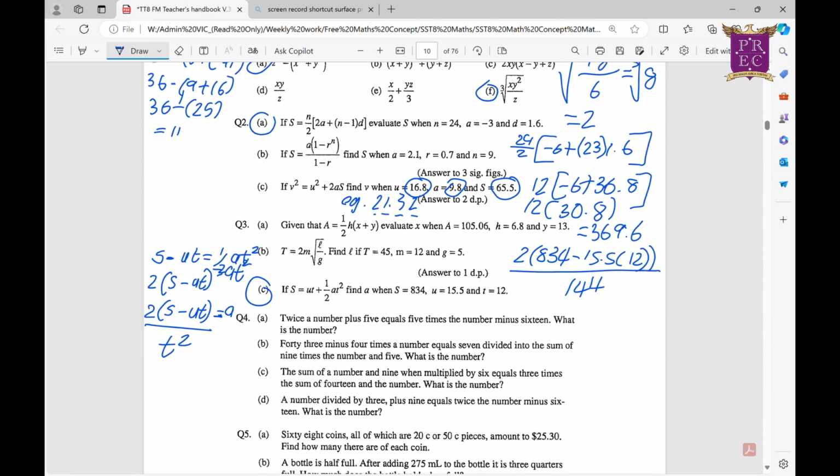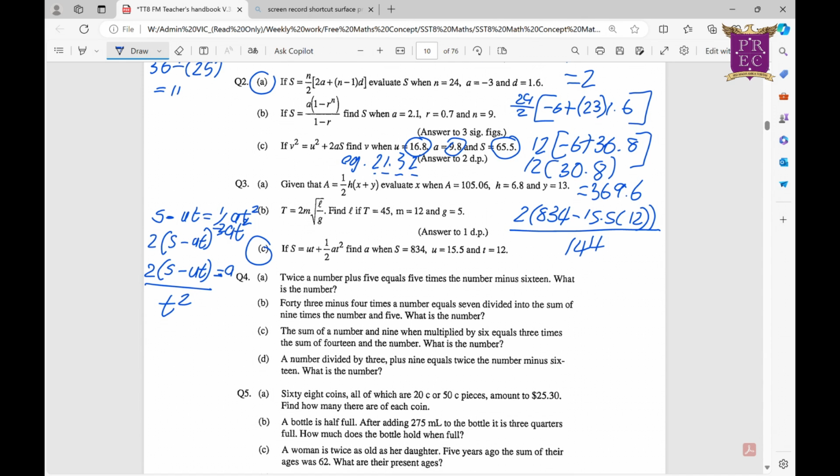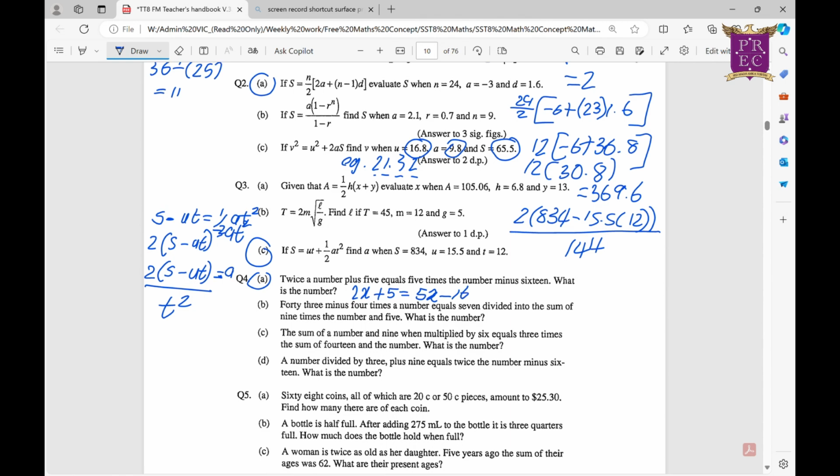Alright, let's start with 4a. Twice the number plus 5 equals 5 times the number minus 16. Alright, let's put that into an equation. Twice the number is 2x plus 5 is equal to 5 times the same number minus 16. So this is our equation. 2x plus 5 is equal to 5x minus 16.